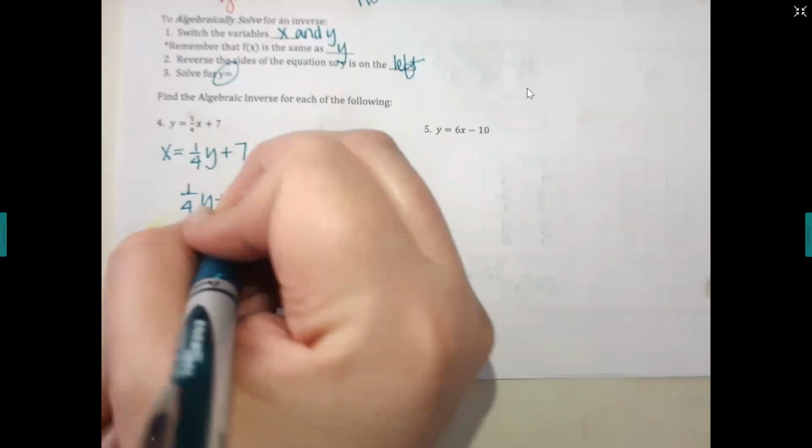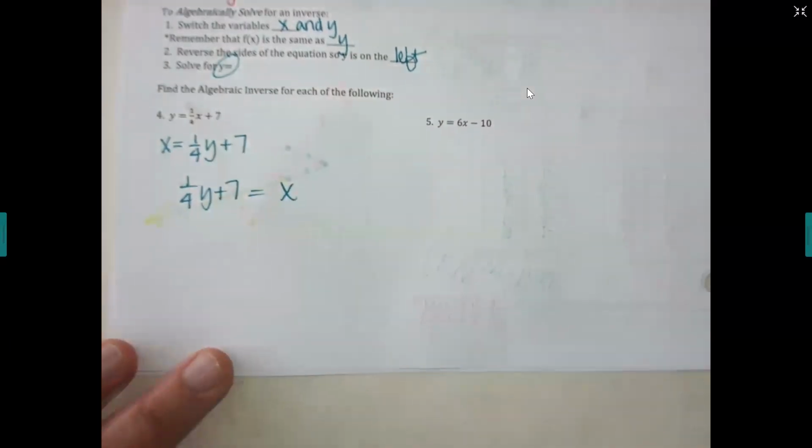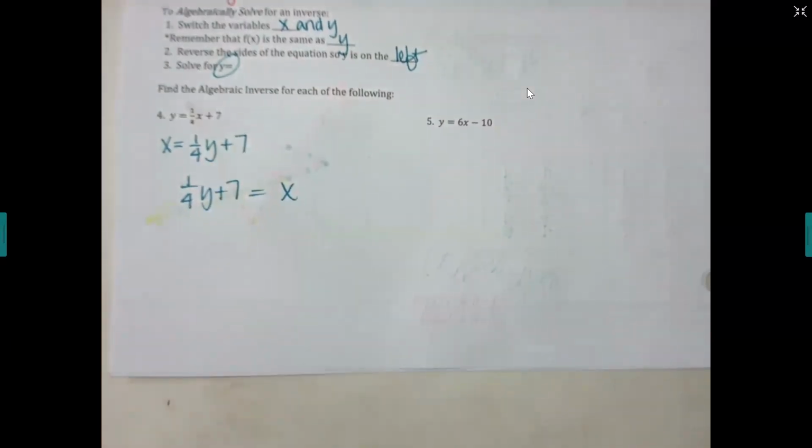Step number 2, this is optional. I don't like having my y on the right side of the equals, so to switch it, I'm going to move the equals x over to this side. I'm going to do 1/4 y plus 7 equals x over here. Technically though, that is optional. You can get y alone on whatever side you want.